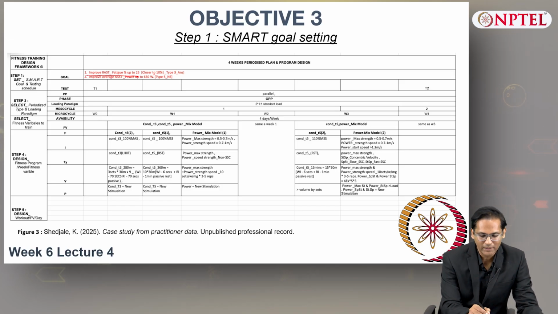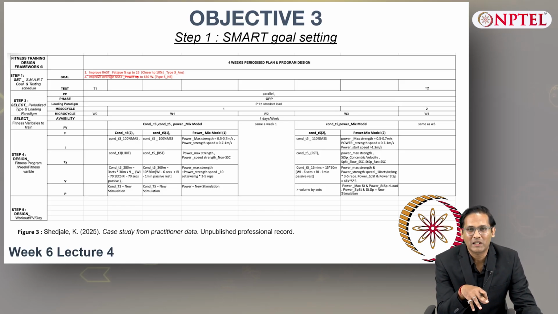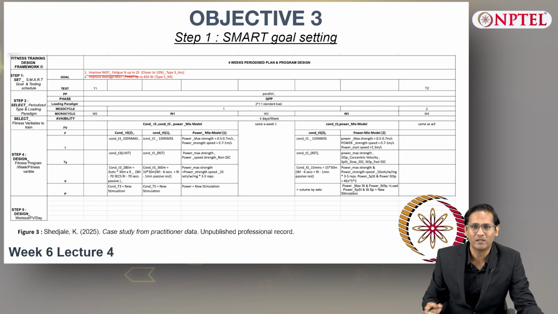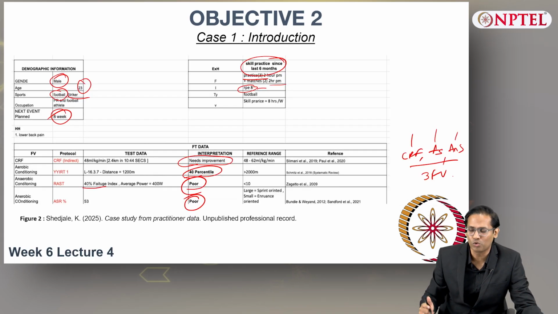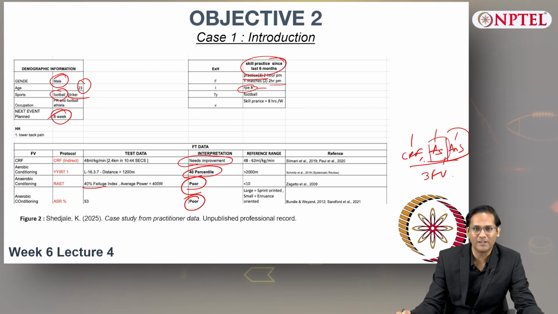And the next goal is to improve his anaerobic speed. So here, considering that we have only 2 months of time, his aerobic capacity still needs to be developed. There is still room for improving aerobic capacity. But considering that we have 2 months of time, the focus is more on developing anaerobic conditioning and aerobic conditioning.